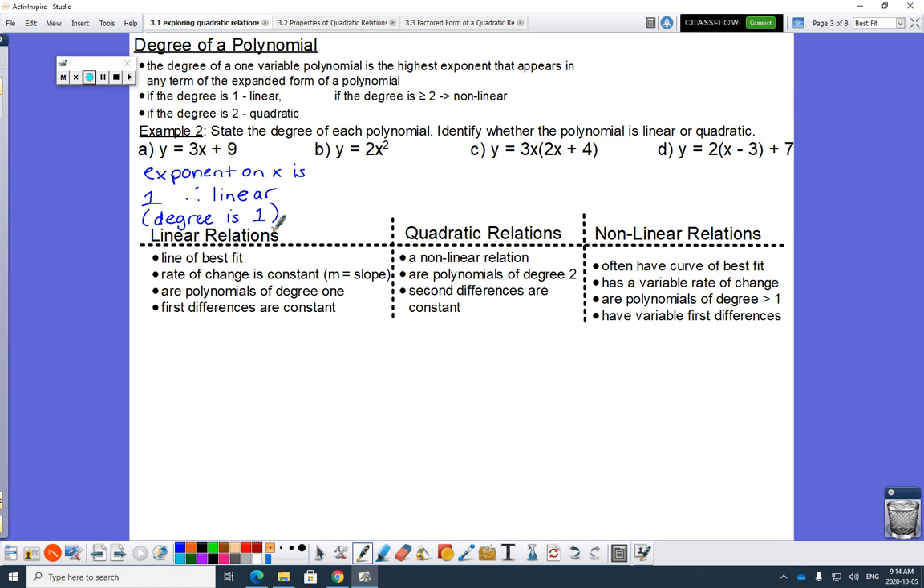Same thing, the second one is straightforward. You just look, what's the exponent on x? It's 2. When it's 2, that means quadratic.